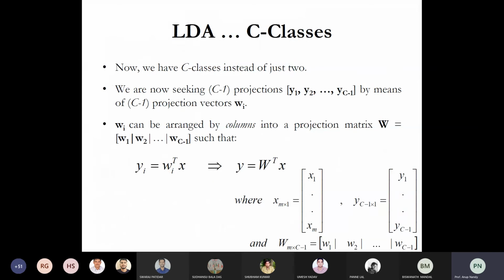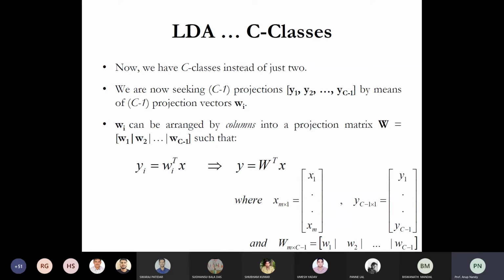If you understood the concept of the two-class problem, then for the C-class problem you are seeking C-1 projection vectors. As I already told you, that is because you will have C-1 hyperplanes. By this, the Wi can be arranged as column vectors, because you are going to have one flat matrix W.